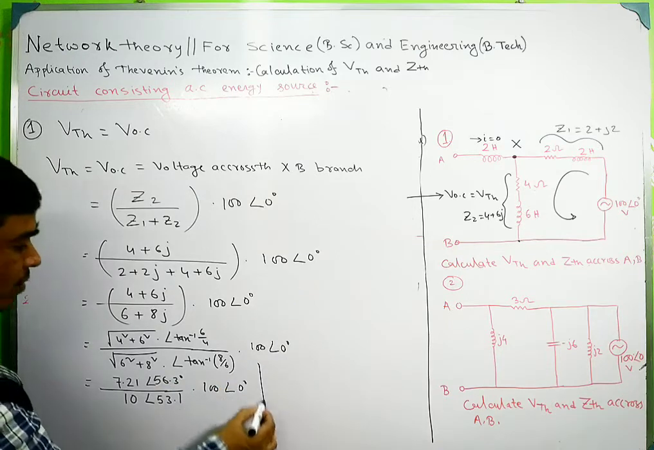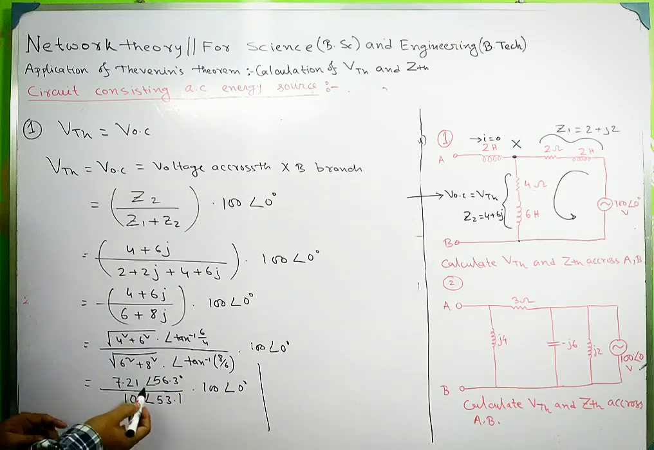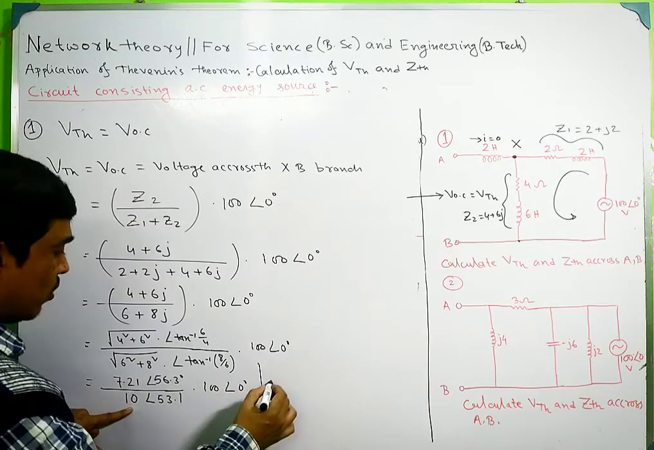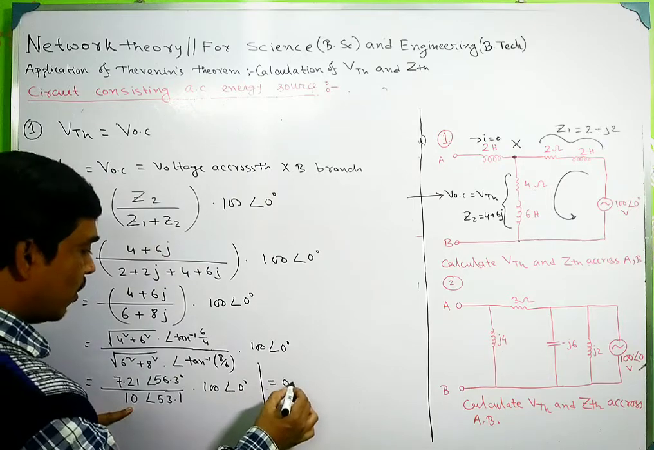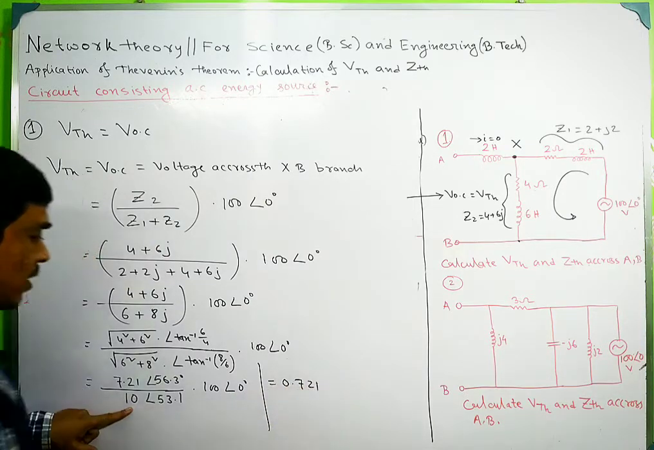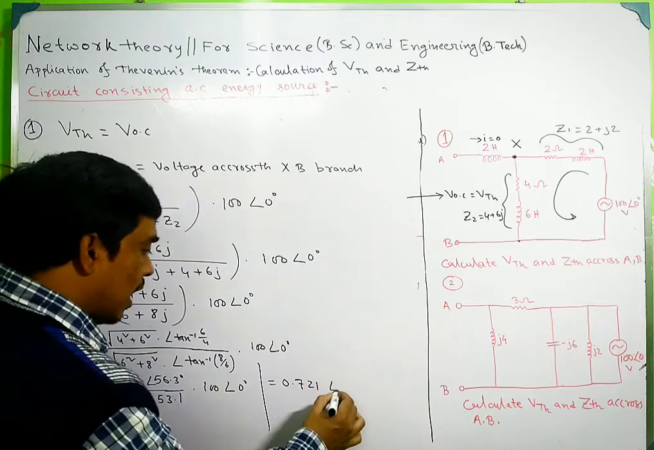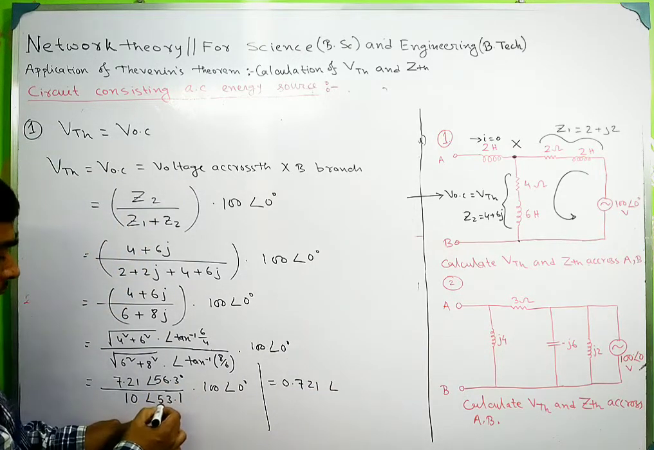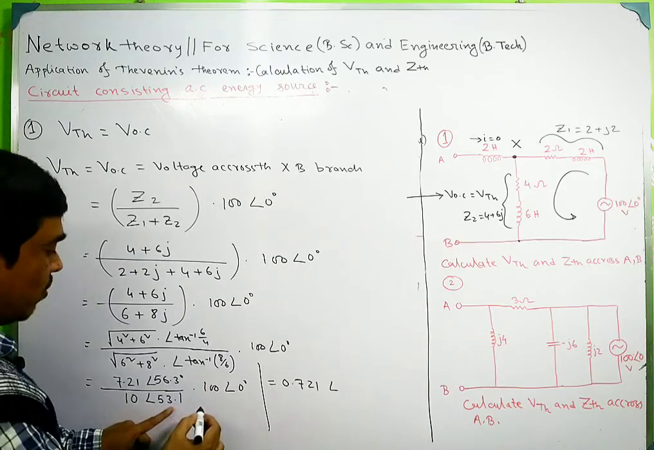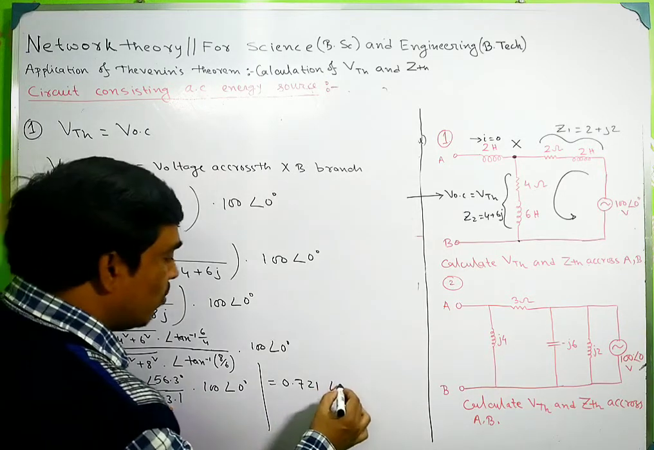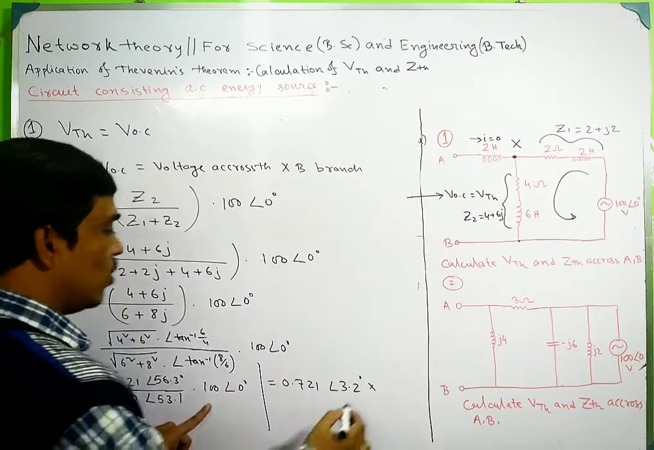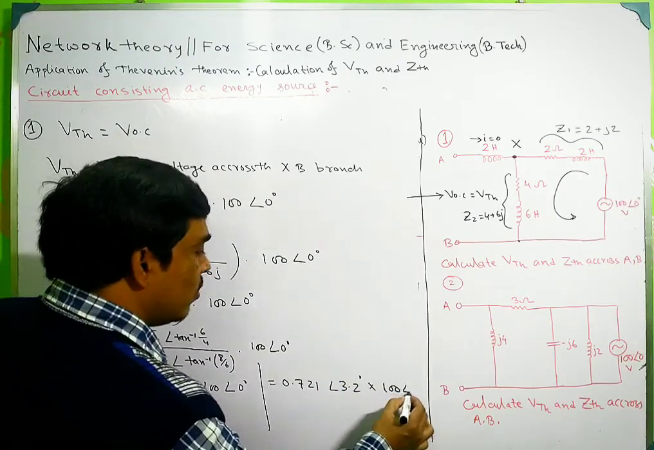So the next step is the division: 7.21 divided by 10, so it will be 0.721, and this angle will be 56 minus 0.3 minus 53.1, so it will be 3.2 degree, multiplied by 100.